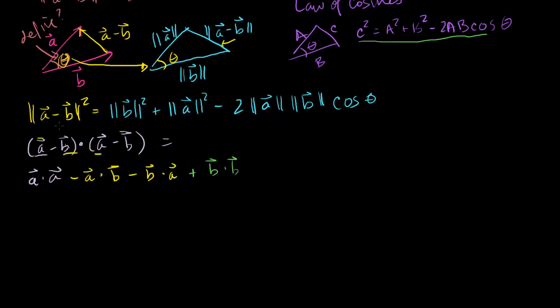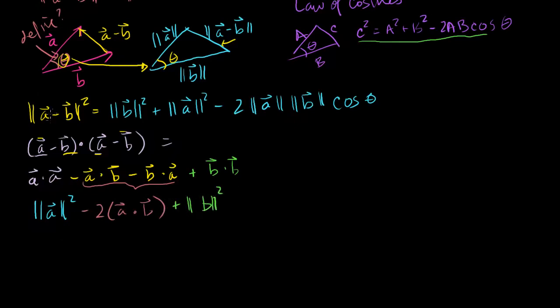Remember, this is just a simplification of the left-hand side. And I can rewrite this. A dot a, we know that's just the length of a squared. A dot b and b dot a are the same thing, so we have two of these. So this term right there will simplify to minus 2 times a dot b. And then finally, b dot b, we know that that's just the length of b squared.